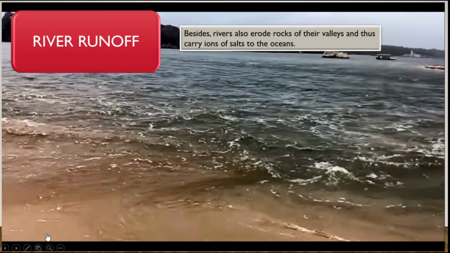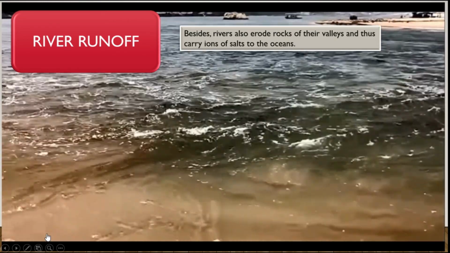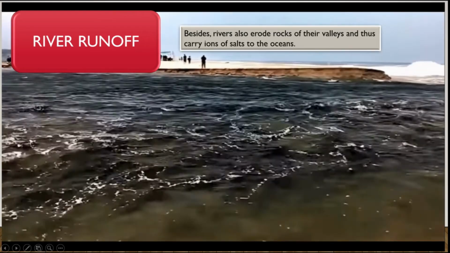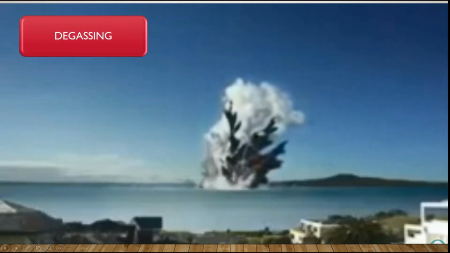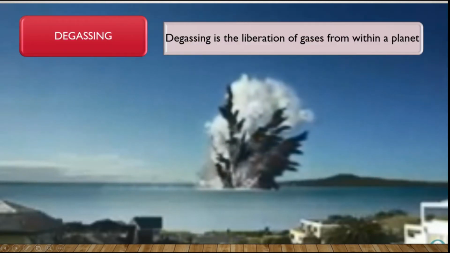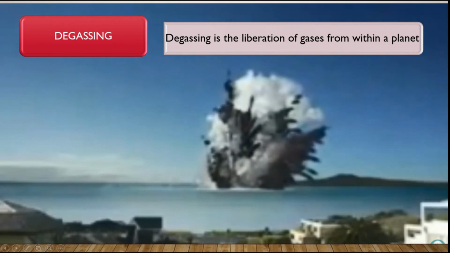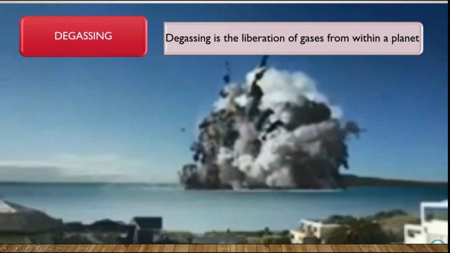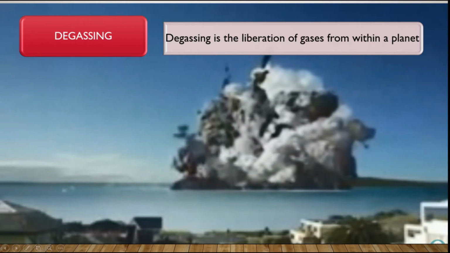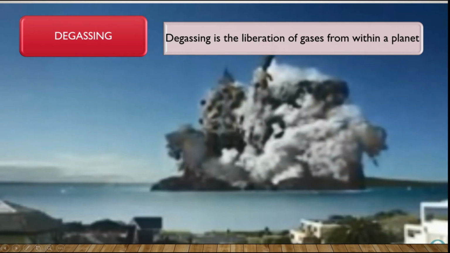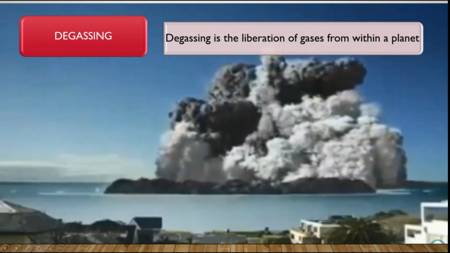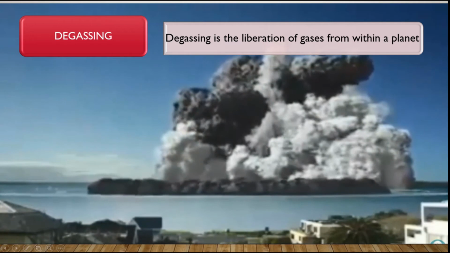Besides, rivers also erode rocks of their valleys and thus carry ions of salts to the oceans. Then the next one is degassing, or more specifically, degassing by the earth. Degassing is the liberation of gases from within a planet. It is the process through which gases are output from the interior of the earth, and it may occur directly during volcanism or indirectly by the weathering of igneous rocks.